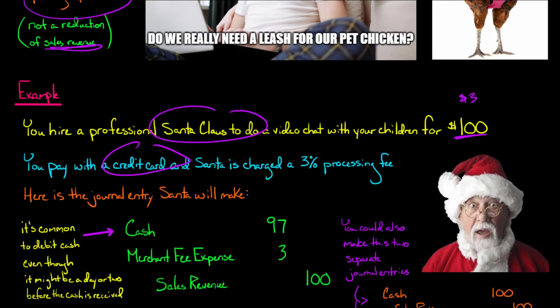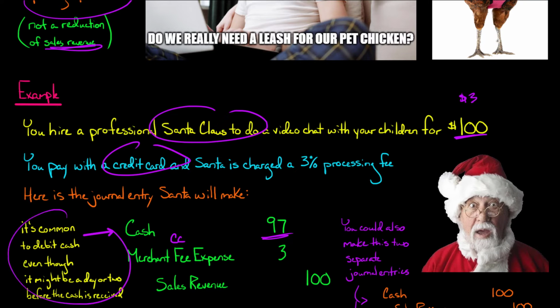So in terms of the journal entry, Santa would debit cash, increase the cash account, for $97, and then debit a merchant fee expense, or you could have credit card fee expense, some account here that is an operating expense that represents this transaction processing fee that Santa is incurring. And then Santa is going to record $100 of sales revenue. So again, even though Santa is not getting the full $100 because of the transaction processing fee, because you paid with a credit card, Santa is still recording a $100 sale.